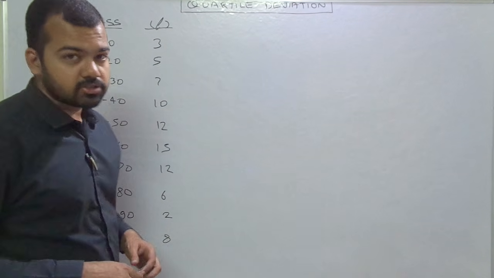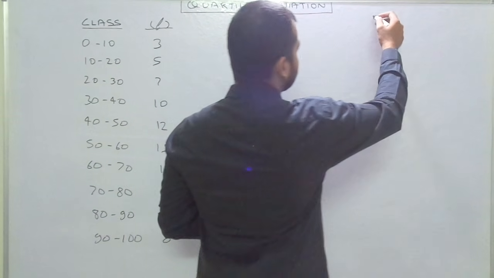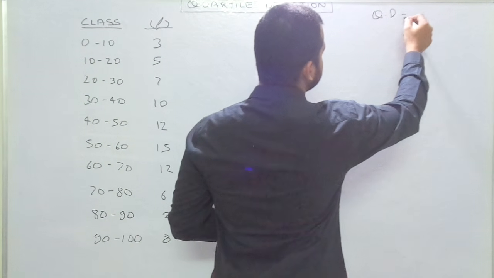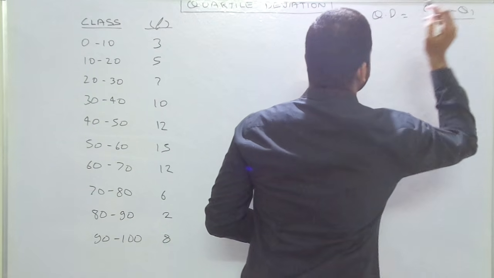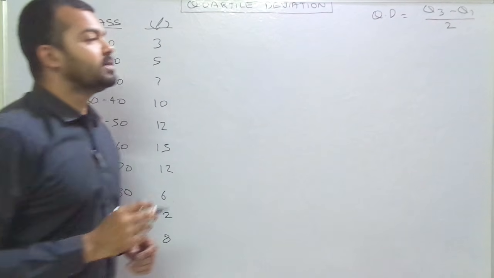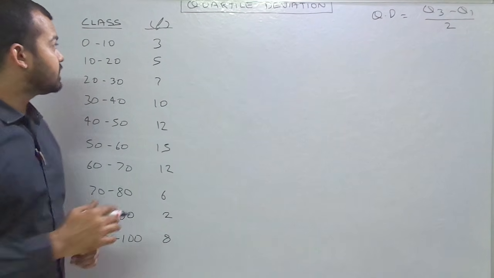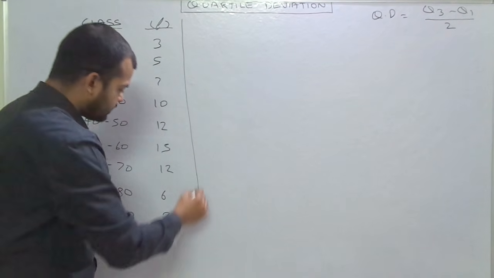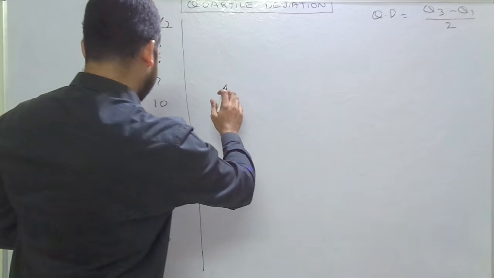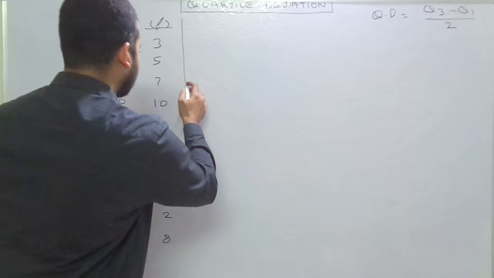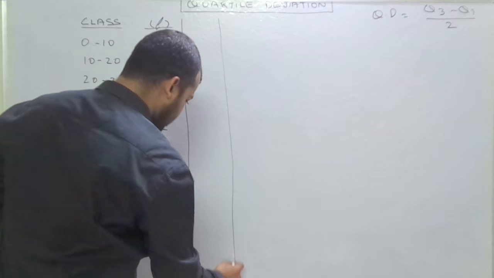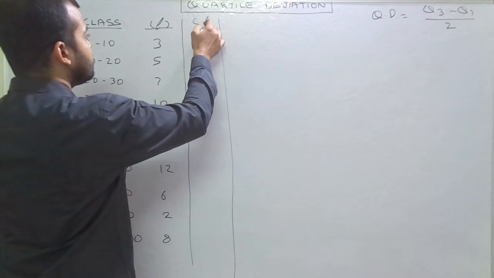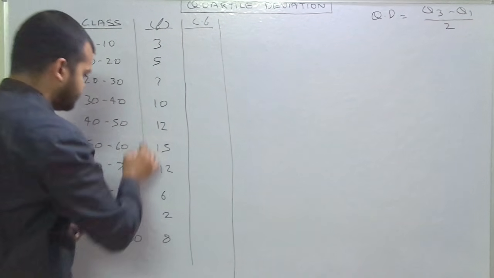So the first step, as usual, we are writing the formula, that is quartile deviation is equal to Q3 minus Q1 divided by 2. That is the formula. It means you have to calculate Q1. But before we calculate Q1, we have to calculate the cumulative frequency of this series. So we are drawing one extra column and writing CF.